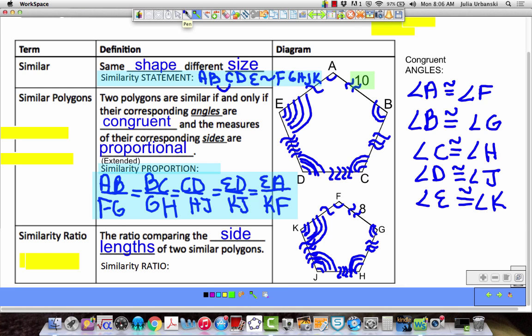10 goes with AB. So I'm going to put 10 on top. What does that correspond with? What does AB correspond with? FG. So look over FG. FG is 8. So we can write a similarity ratio comparing these two shapes. 10 to 8 becomes 5 to 4. And that's the similarity ratio. It could also be written as 5:4.